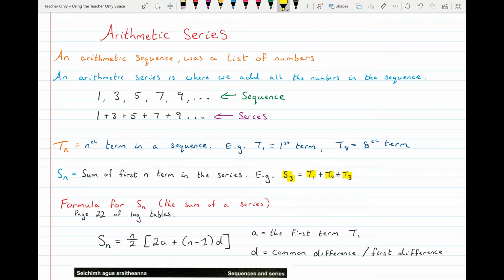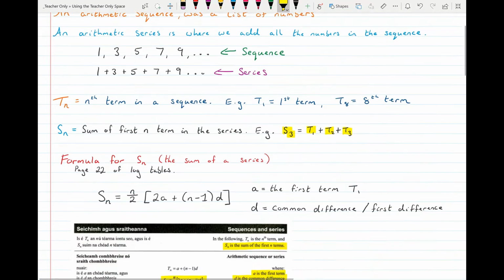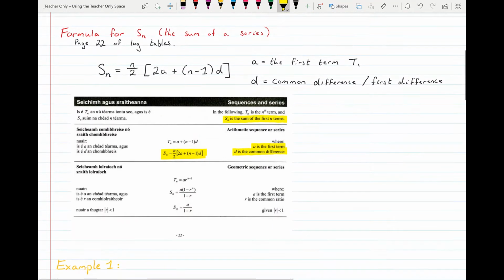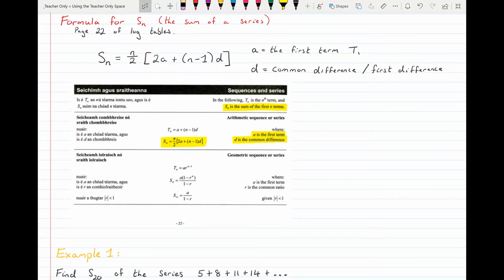We have another formula for the sum of a series, so that makes our life a lot easier. It's on page 22 of the log tables, and the formula is Sn equals n over 2 times 2a plus n minus 1 times d. Quite similar to our previous formula.